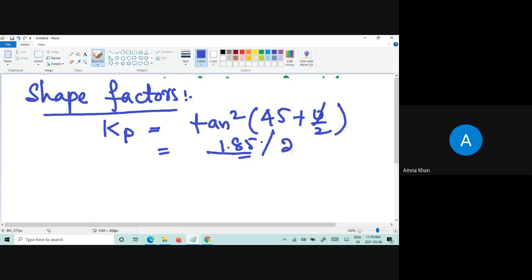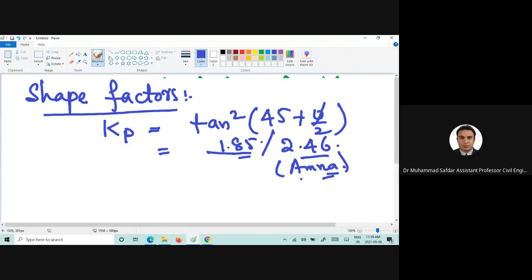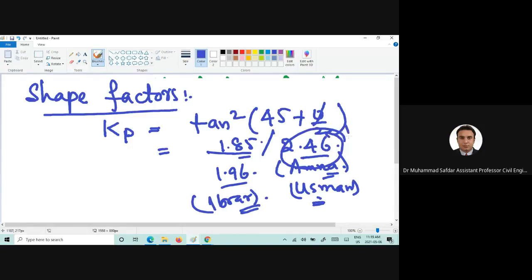2.46. 2.46. Name, please. Amna. The other person who said 2.46 first was Usman. Okay. 1.96. Okay, 1.96. Name, please. Ibrar. Okay, I would say this value seems more reasonable. So please kindly note down that value, 2.46, as a shape factor.